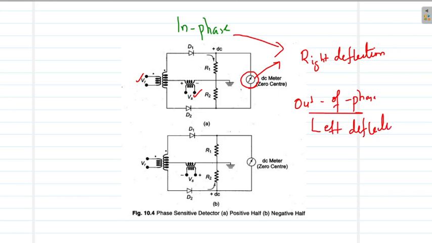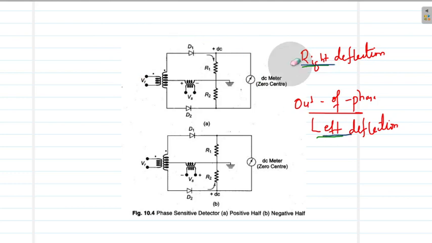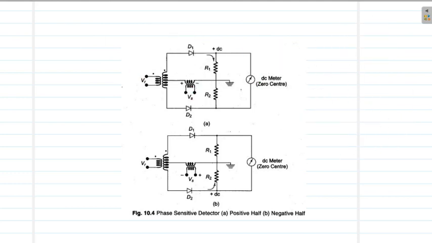As I have already stated, we can only know whether the signals are in phase or out of phase using this device. The deflection of the galvanometer towards the right or towards the left tells us whether the signals are in phase or out of phase. Let us try to understand the mechanism of this right deflection and left deflection for in-phase and out-of-phase waves.